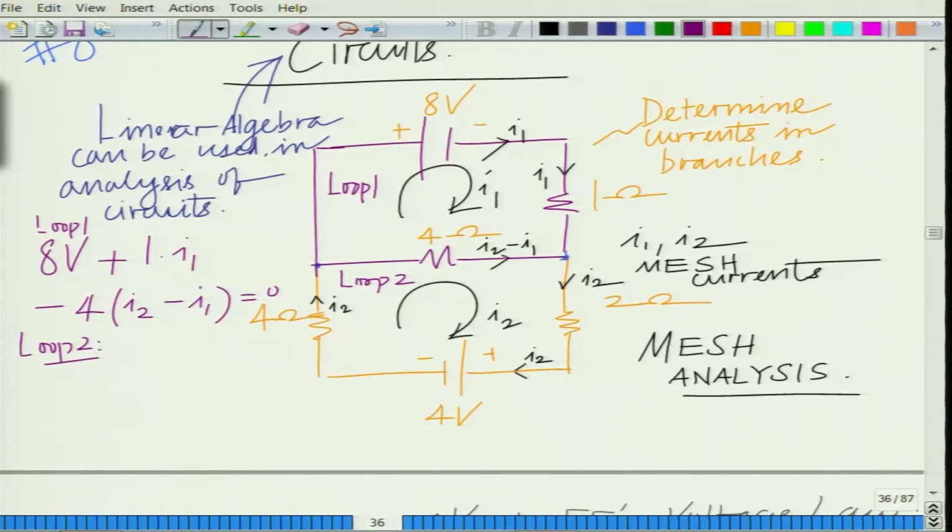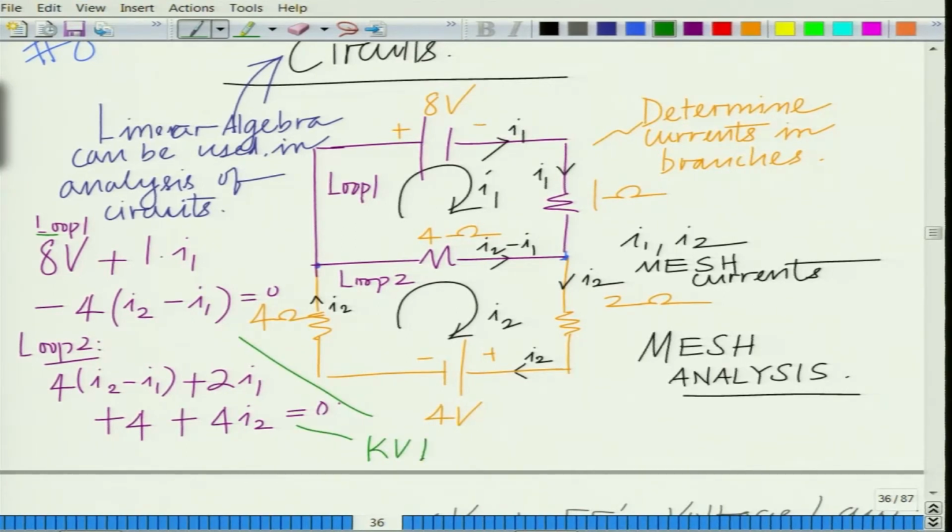ohm resistance, now you go in the direction of the current clockwise, 4 times I 2 minus I 1 plus the 2 ohm resistance 2 times I 2 plus now the 4 volt battery 4 plus now the 4 ohm resistance 4 I 2, this is equal to 0. So, this is for loop 1, this is for loop 2, both of these are obtained using KVL. Both follow from Kirchhoff's voltage law, which states that the net voltage drop across a loop is basically 0.